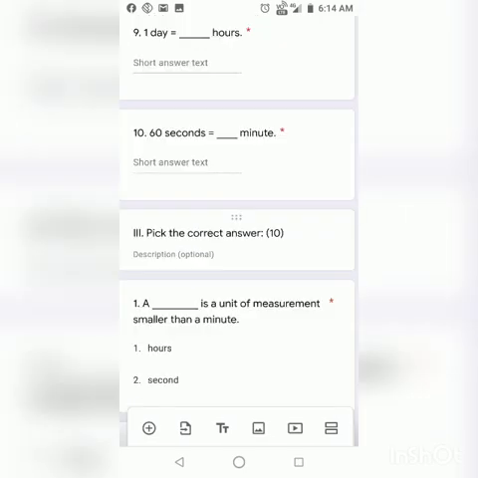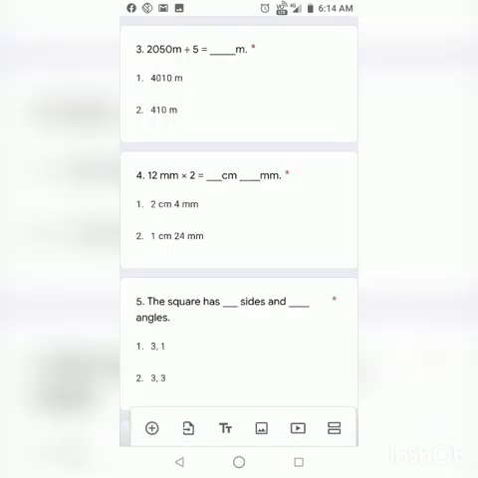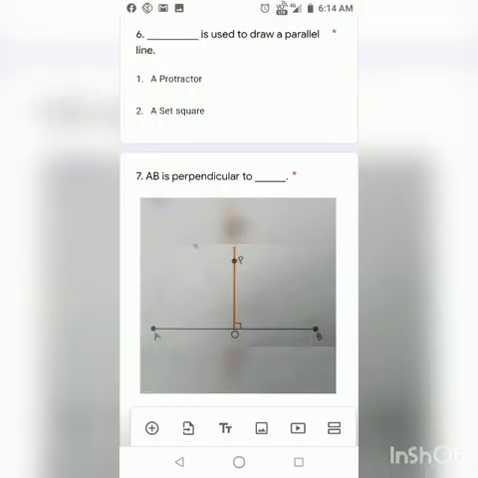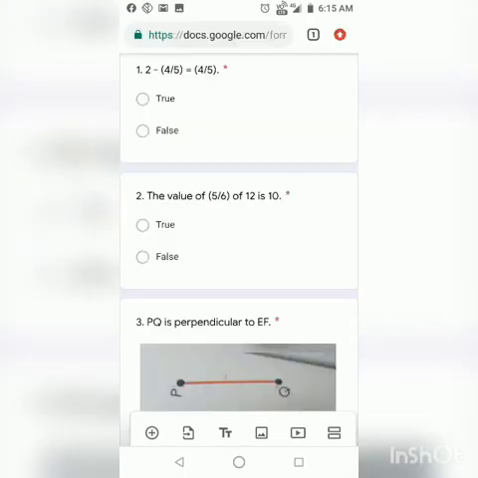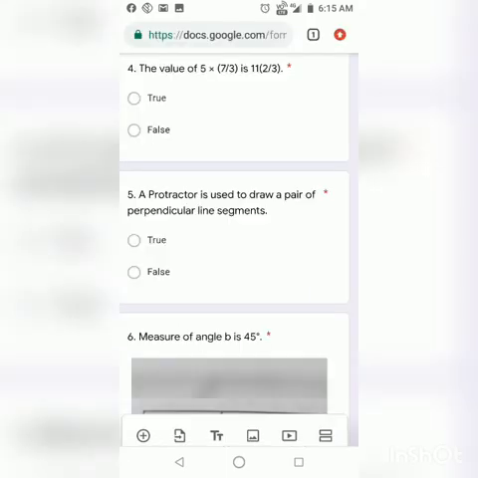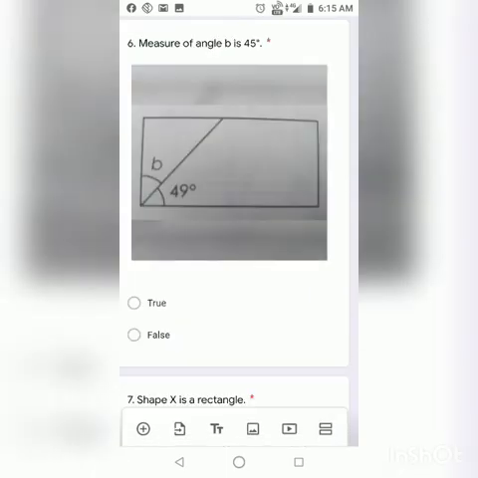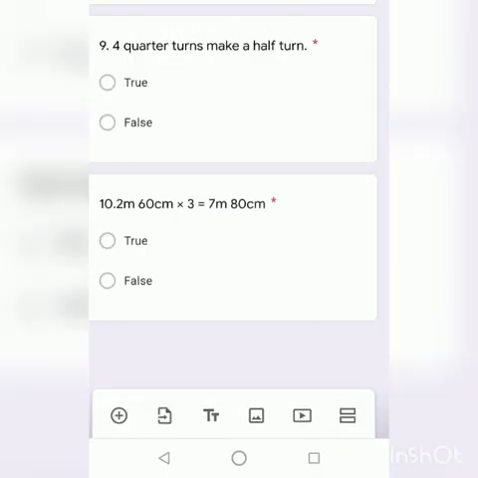Third Roman letter, pick the correct answer. After reading each question, you have to select any one answer, understand the problem clearly and answer all the 10 questions in Roman letter 3. Okay, next Roman letter 4, true or false. You have to select any one option, either true or false, for all the 10 questions. Read the questions one by one carefully and select the right answer.